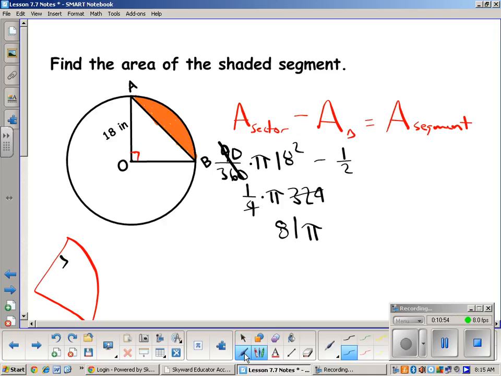Say again? I'm sorry, I can't hear you. 18 and 18. They're both radii, and because they form a 90-degree angle, they're perpendicular to each other. That means that one is the base and one is the height. So the area of a triangle is 1/2 the base times the height. It's going to be 1/2 of 18 times 18, which is 18 squared. Half of 18 squared is 162.